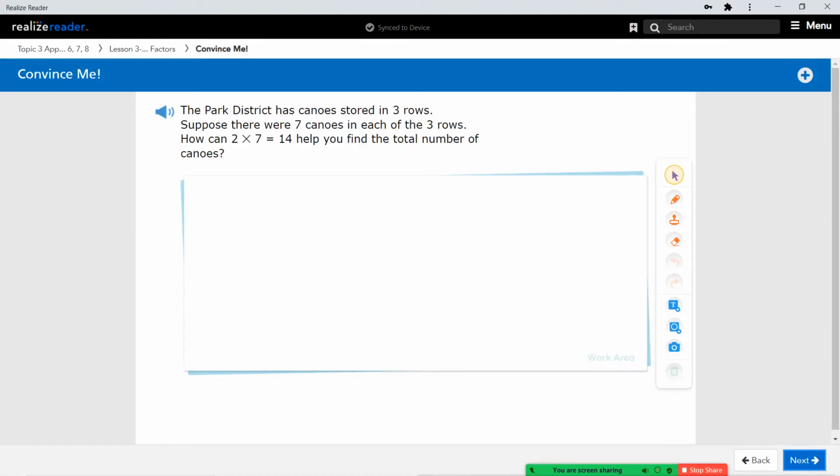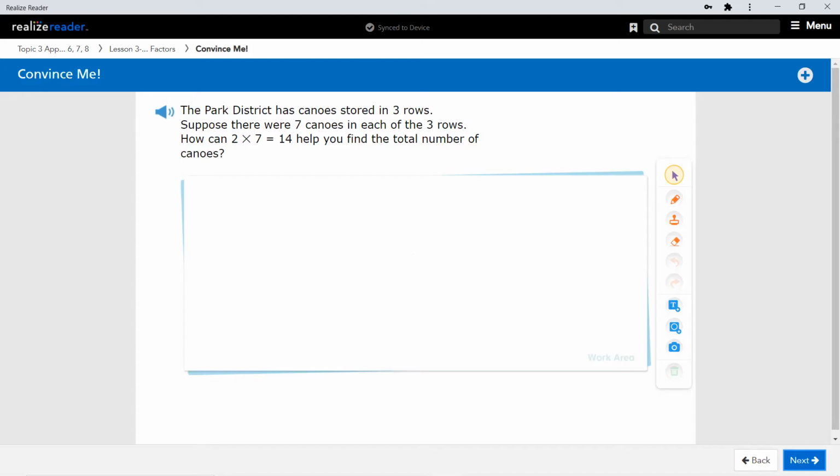Okay, for this question, it says the park district has canoes stored in 3 rows. So we know about that. Suppose there were 7 canoes in each row, in each of the 3 rows. How can 2 times 7 equals 14 help you find the total number of canoes? So if we know 2 times 7, that means we already have 2 of those 3 counted. All we need to do now is to find the other group of 3.